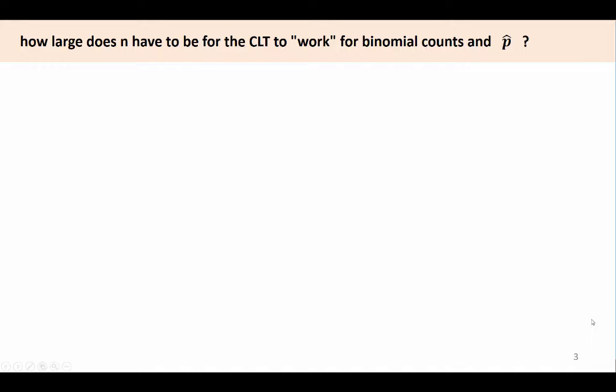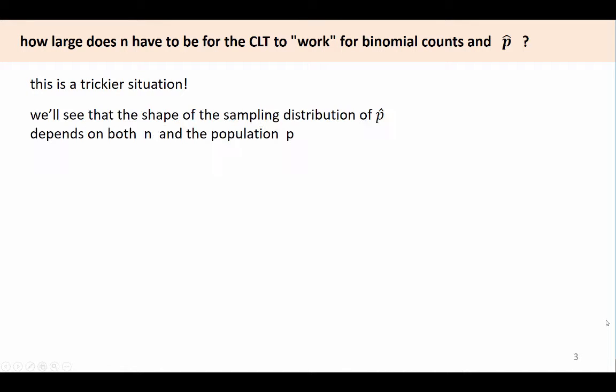The question we want to talk about is how large does the sample size n have to be for the central limit theorem to work for binomial counts and proportions p hat. Now we know that we are going to set the counts and proportions up as sums and averages of random variables, so the central limit theorem has got to apply in some fashion to these. But this is a trickier situation.